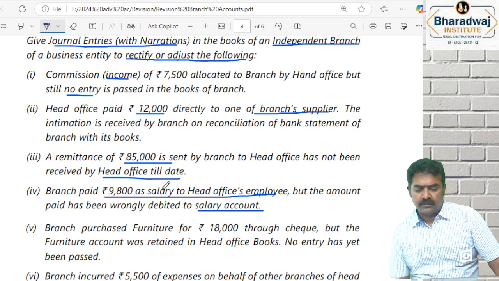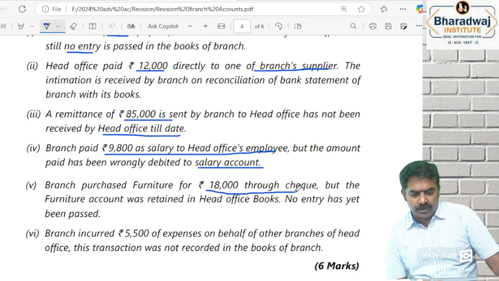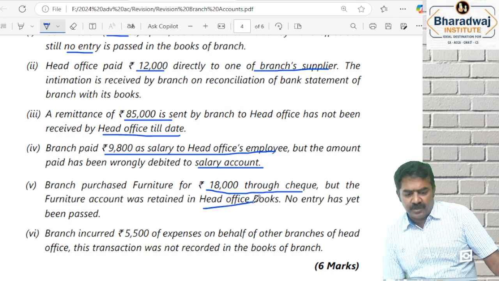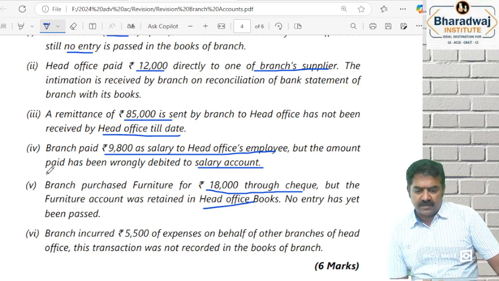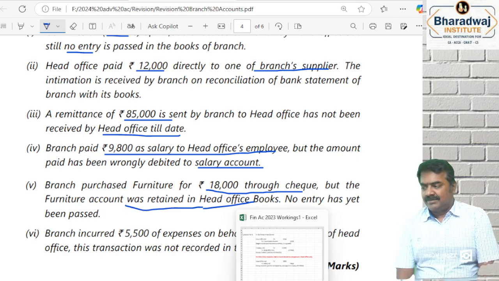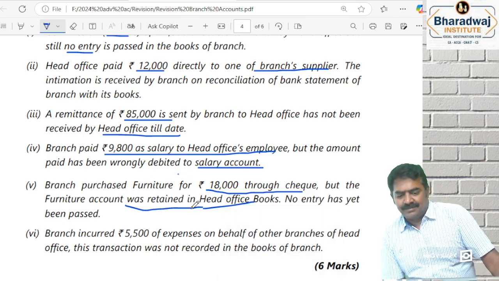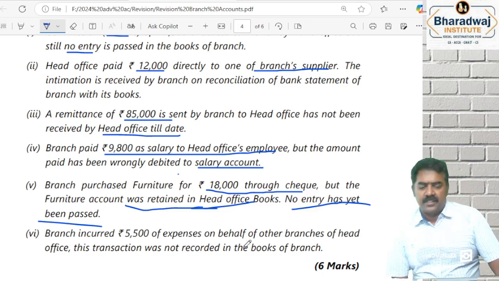What is the next one? Branch purchased furniture for 18,000 through cheque, but the furniture account was retained in which one? Head office book. No entry has been passed. Who paid for this furniture?